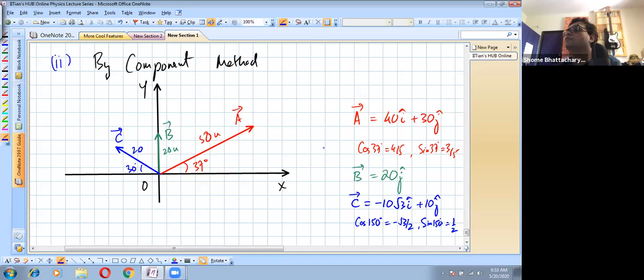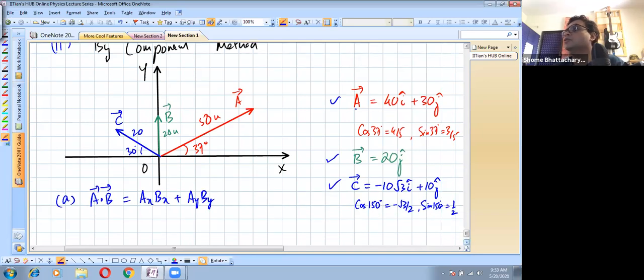Okay. So now once I've got A, B, C in component form, it's very easy to calculate each of the things. So A dot B is just, they're two dimensional, so we'll reduce this formula to two dimensional. Okay. So Ax into Bx is 0 because Bx itself is 0 and Ay into By is just becoming 600. So this is positive 600.